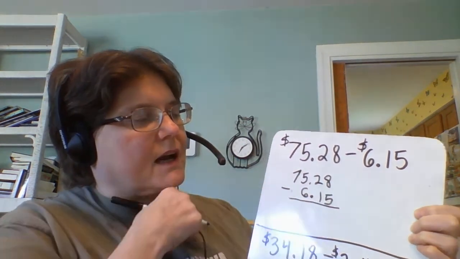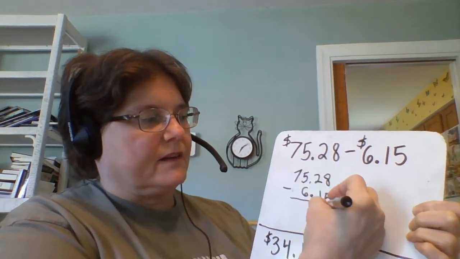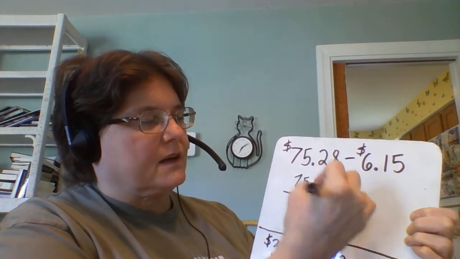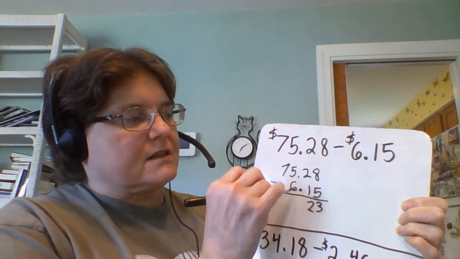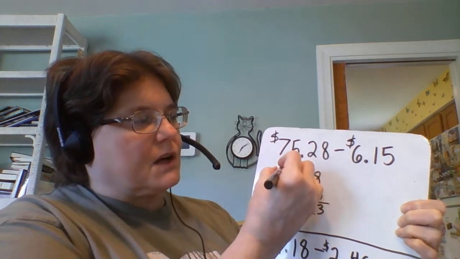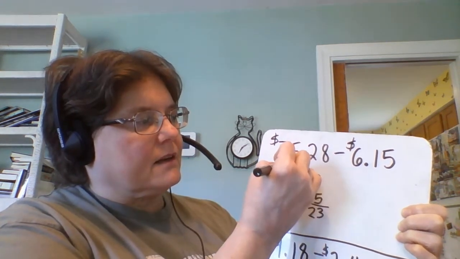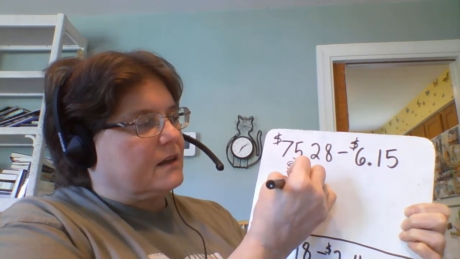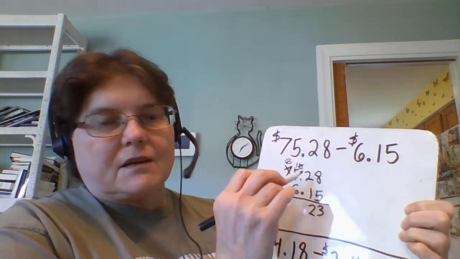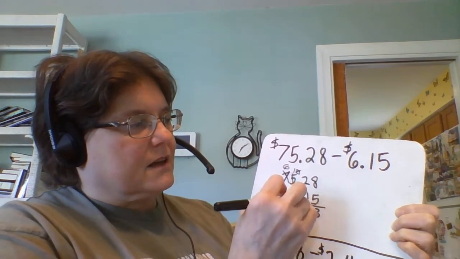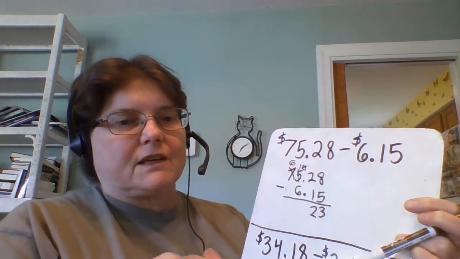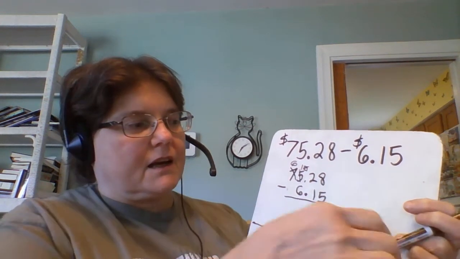Now I can subtract. 8 minus 5, 3. 2 minus 1 is 1. 5 minus 6, I can't do because 5 is smaller than 6. So I go over here and I borrow 1. That becomes 6. This becomes 15. Now it's 15 minus 6. 6, 7, 8, 9, 10, 11, 12, 13, 14, 15. 5, 6, 7, 8, 9.